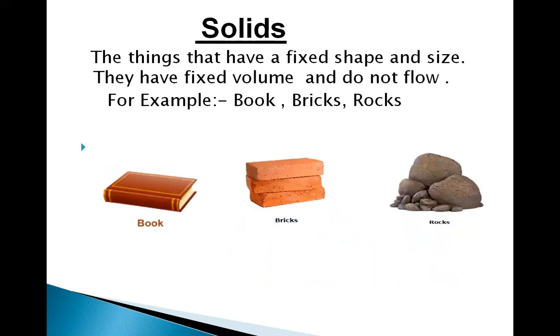Now, let's talk about solid. The things that have fixed shape and size, they have fixed volume and they do not flow at all. They are called solids. For example, book, brick, rock, your table, your chair, the pen you are holding, the book you are holding, these all are examples of solid.